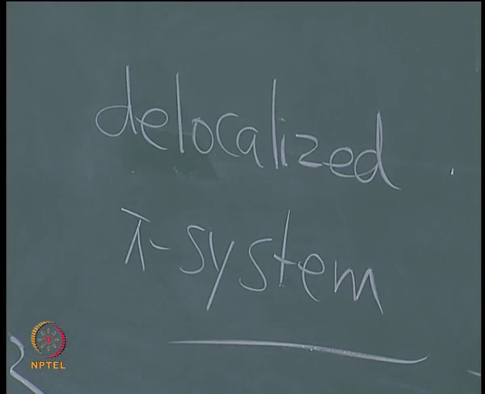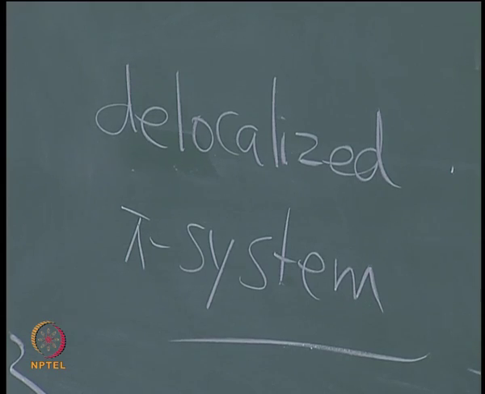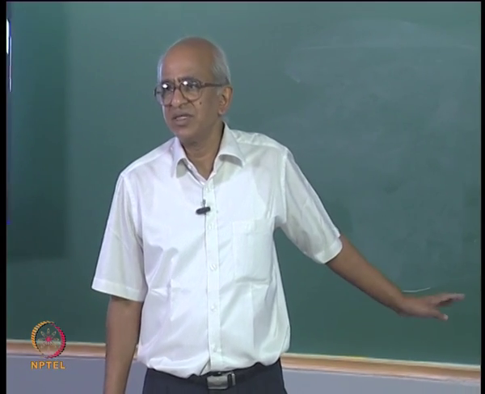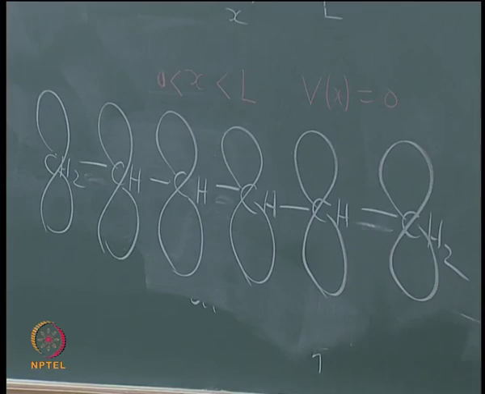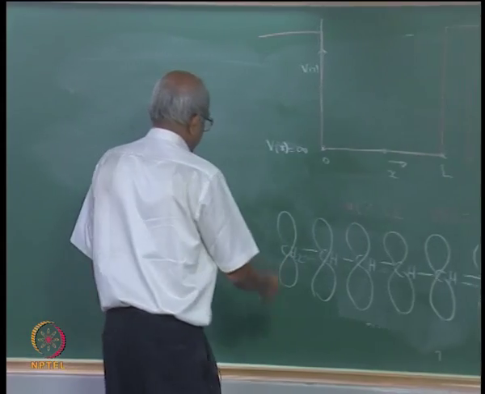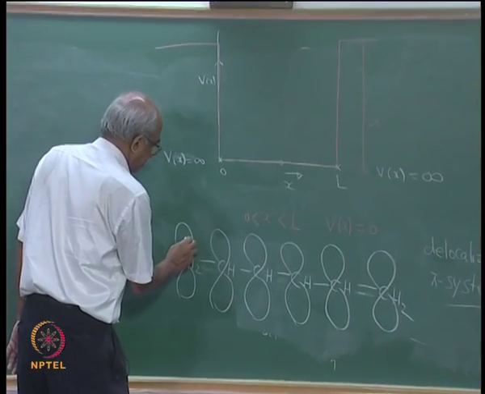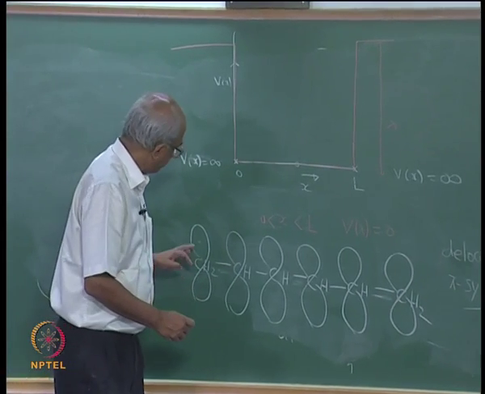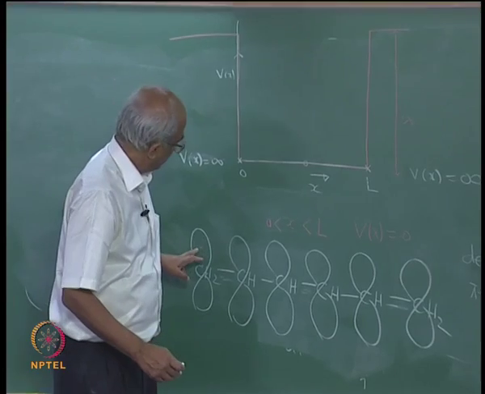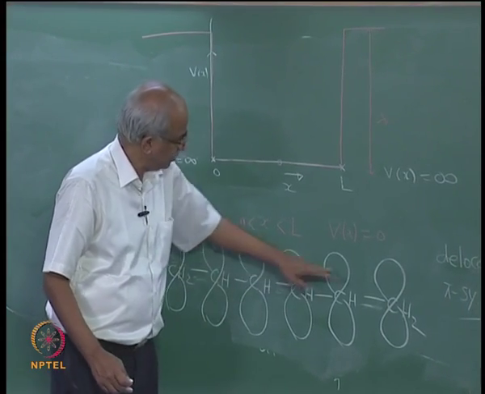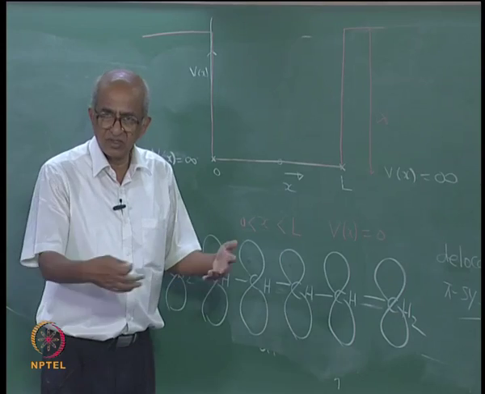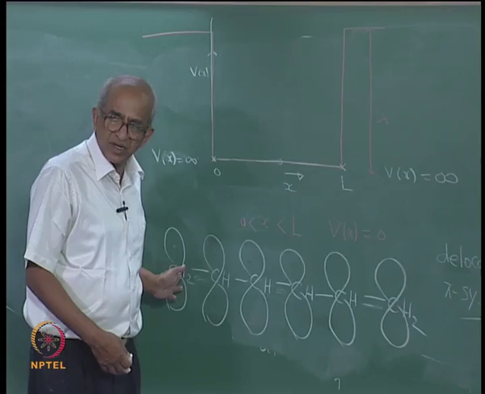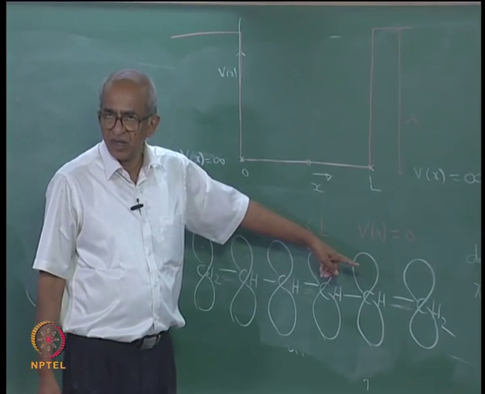So, in this case, because there are 6 carbons, each carbon contributes 1 electron. So, we say that the pi system contains 6 electrons. If you think of any one of the pi electrons, let us say the electron is sitting here, you see this orbital and that orbital overlap, and therefore the electron can move from here to there to there, etc. That is the meaning of saying that the system is delocalized. The electron can actually move from one end of the molecule to the other end.